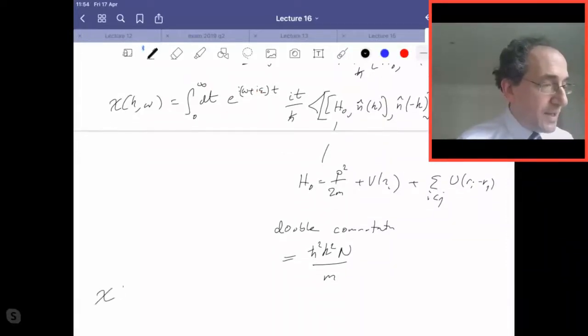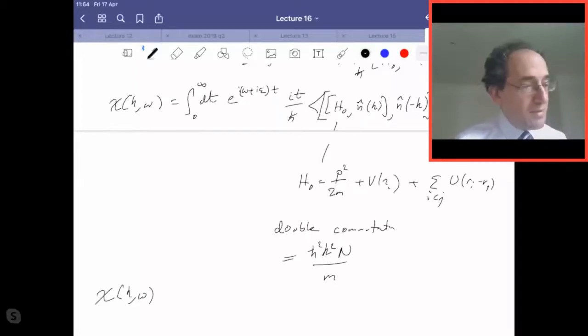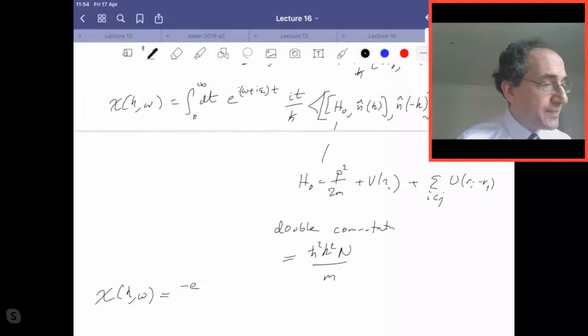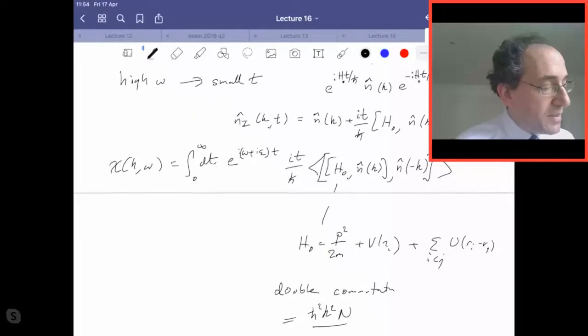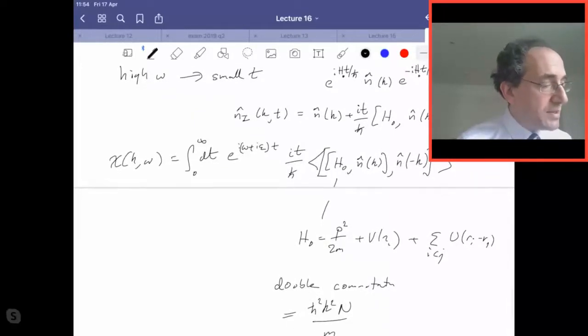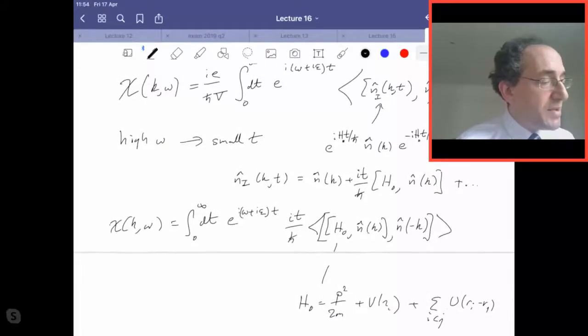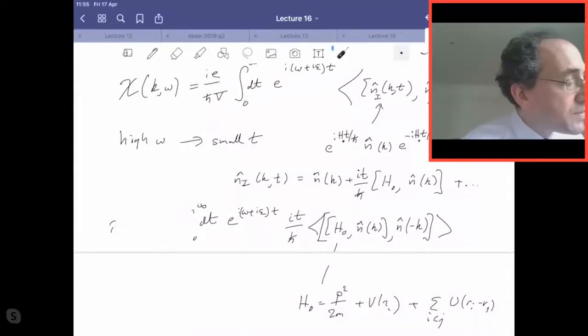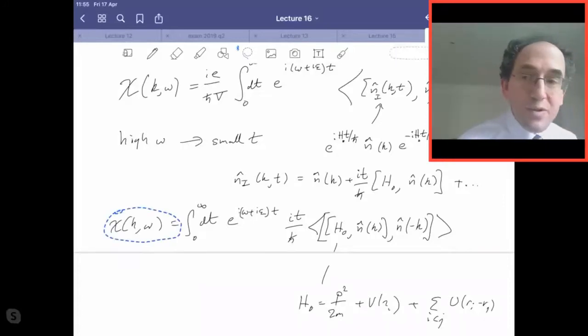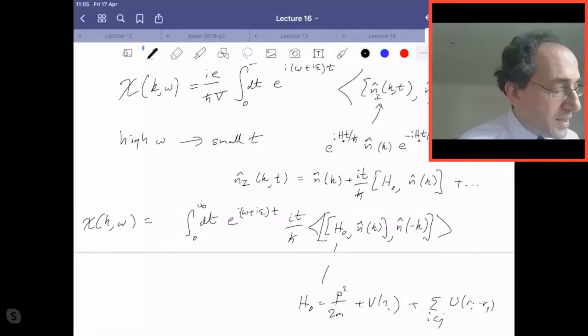The response chi at frequency omega and wave vector k is just, there's a minus e, probably somewhere in this formula up here. I missed a, there was probably an e over volume. Sorry, way up here I lost track of the i e over h bar and the volume, so let me put this back in. So let me move this over. That was over here. I missed equals i e over h bar. Volume is supposed to be there.